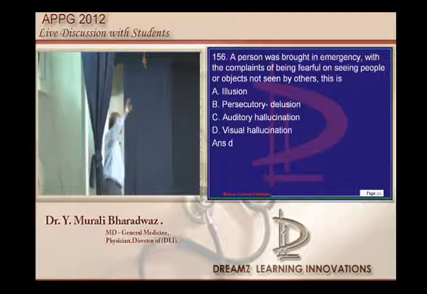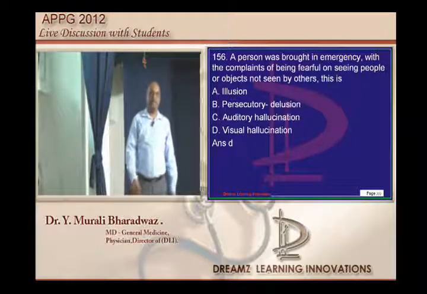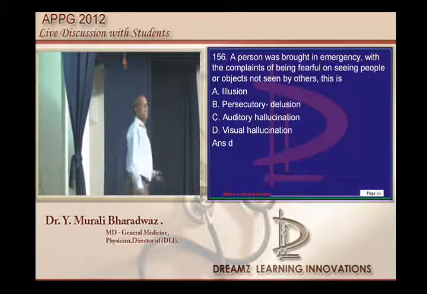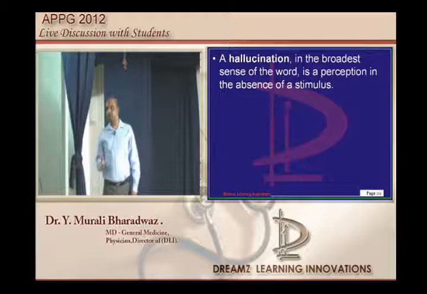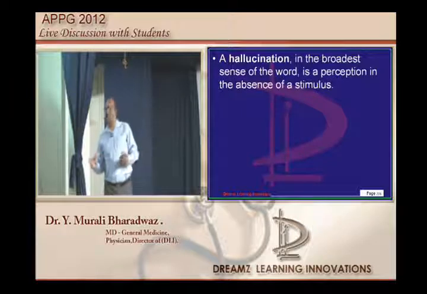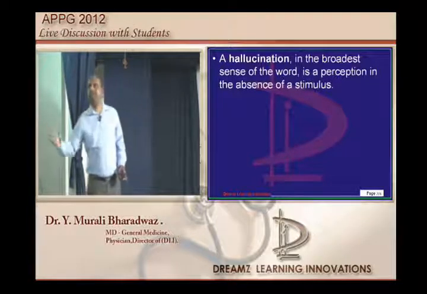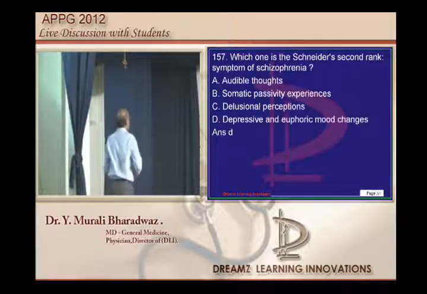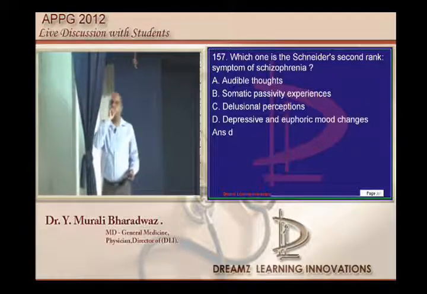Now the patient is fearful on seeing people or objects not seen by others. He is having it without stimulus, hence it is hallucination. Many times we discuss hallucination, delusion and illusion. Whether the stimulus is there or not, whether it is misinterpreted, all these are basically differences, no? So hallucination. What are Schneider's second rank, first rank symptoms?